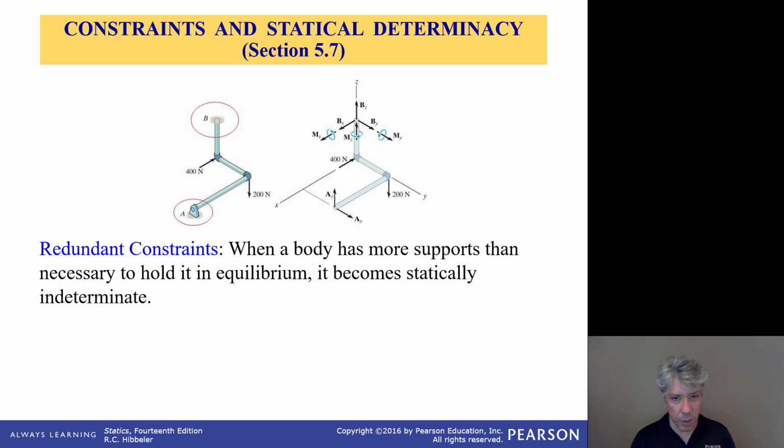So what will happen is you'll have redundant constraints. And the way you'll notice that, you may not notice it right away until you get some practice, but the way you can notice it is once you set up all of your equations, you will find that you have too many unknowns and not enough equations. In other words, you will have more than 6 unknown forces and moments. And you won't be able to solve for them because you don't have enough equations.